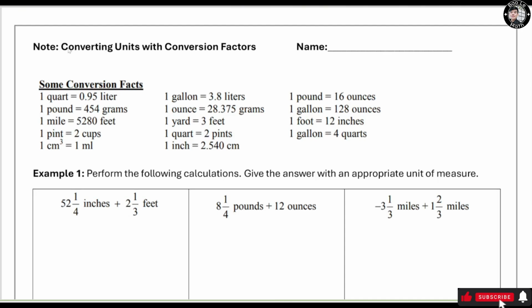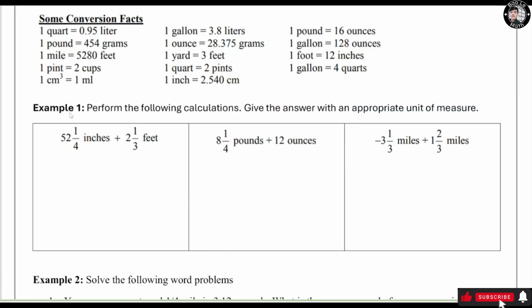Hello everyone, in this video we're going to learn how to convert units with conversion factors. Alright, so here are some conversion factors you need to know. Now let's move on to example number 1. Perform the following calculation, give the answer with an appropriate units of measure.